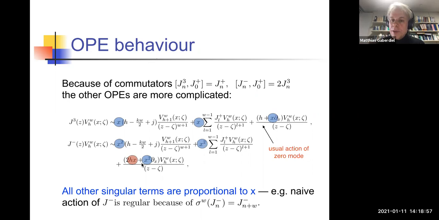It's a little bit complicated. It's much more complicated than we are used to. And it has this funny dependence on x as a consequence of the fact that these vertex operators have this translation behavior with respect to the x coordinate.